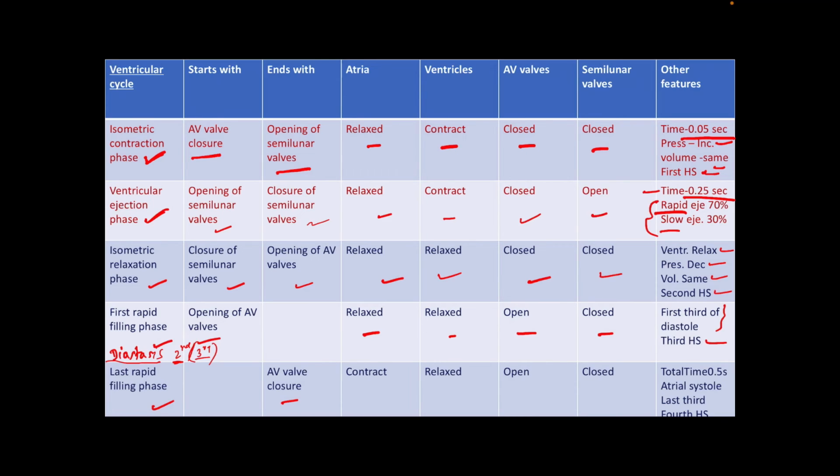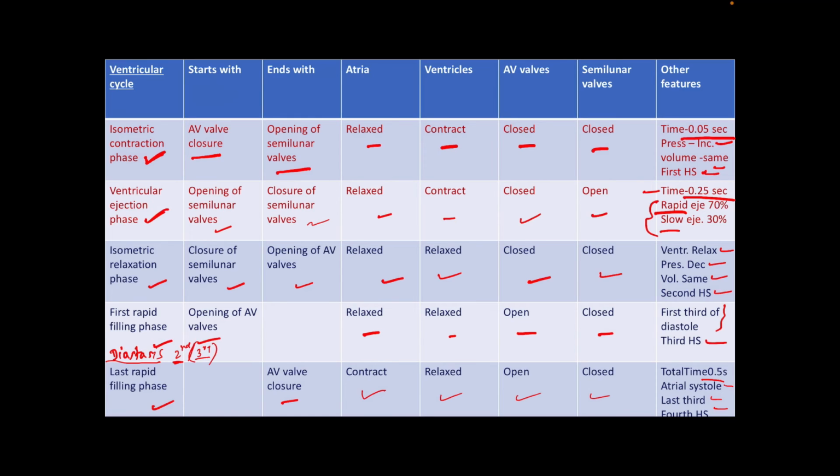Now the last rapid filling phase: here atria contract, that is, there is atrial systole. Ventricles are relaxed, AV valves are open, and semilunar valves are in closed state. Total time duration for this filling phase is 0.5 second. Atrial systole occurs in this last rapid filling phase, and the fourth heart sound is heard during this phase.